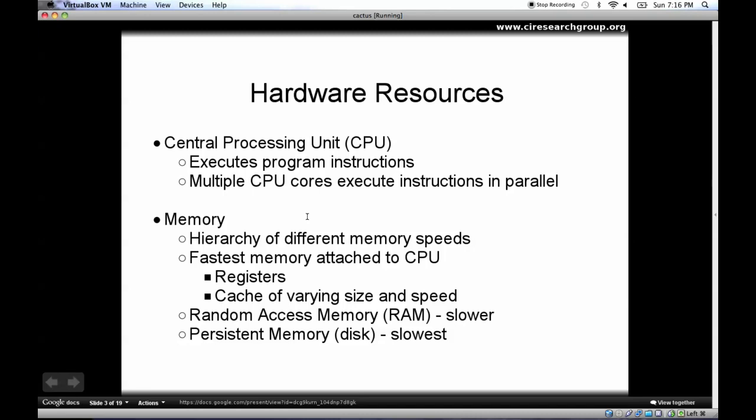Now, the memory hierarchy is critical to understand because the speeds of each level of memory within the hierarchy vary. The fastest memory consists of CPU registers and then the cache attached to the CPU itself, whereas the slowest memory consists of persistent memory, typically disk.